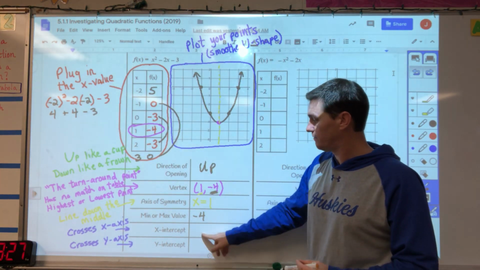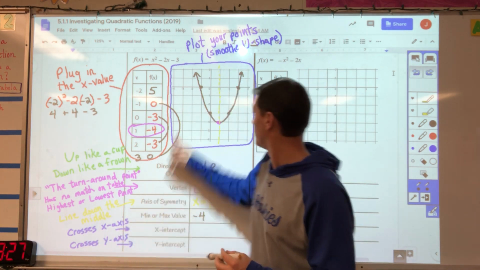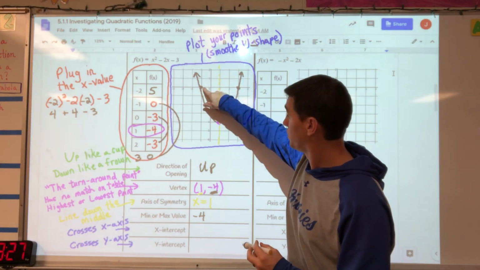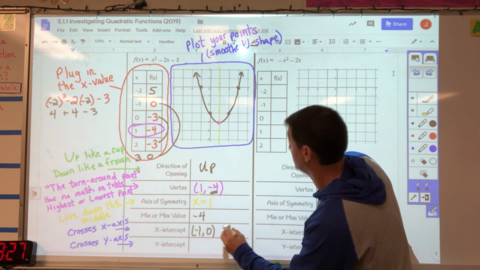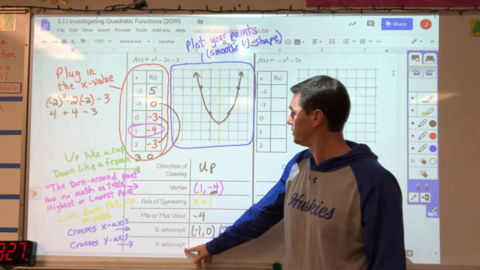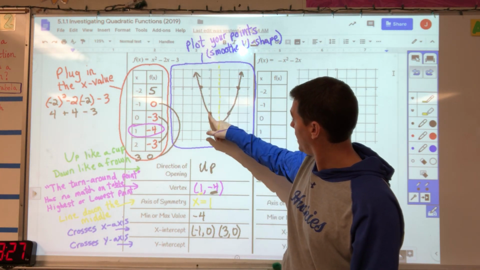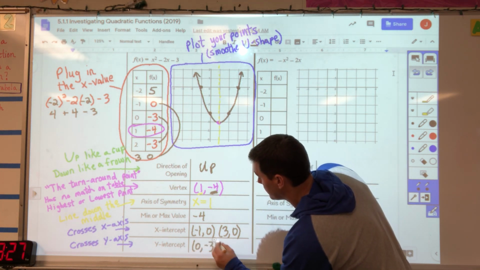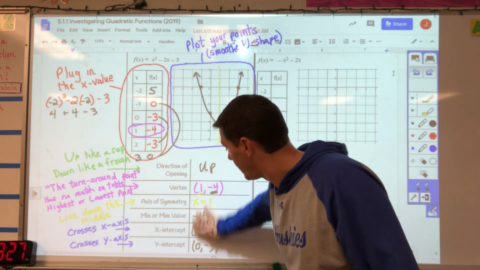And last but not least, we've got our intercepts. Our x-intercept is where it crosses the x-axis. Our parabola crosses the x-axis at 2 points, here and here. My first point is -1, 0. Second point, 3, 0. And my y-intercept, where does the graph cross the y-axis? Right here at 0, -3. And that's it. Table, parabola, and a description.